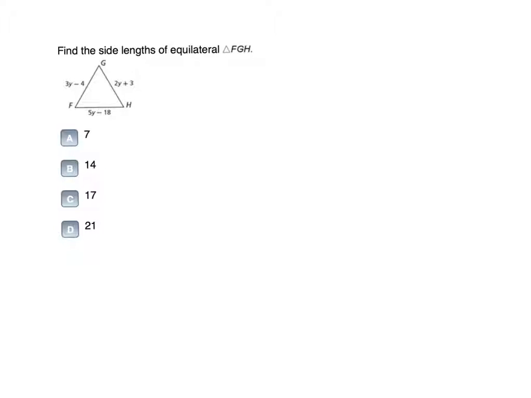So finding the side lengths of an equilateral triangle. Well, we know if it's equilateral, I can mark this up that all three sides are congruent. But now, what do we do? If we're going to set things equal to each other because they're congruent, we know they're congruent, so they're the same. We can write an equation set equal to each other. But we have three pieces of information. So you just pick any two. So say I pick 2y plus 3.